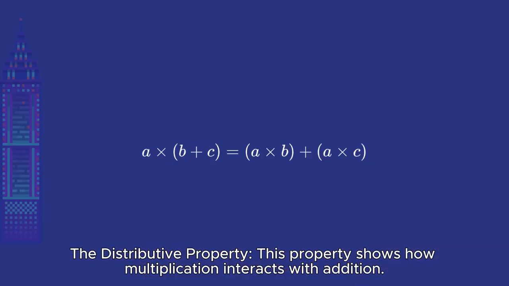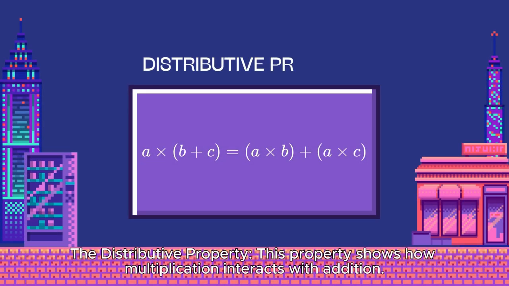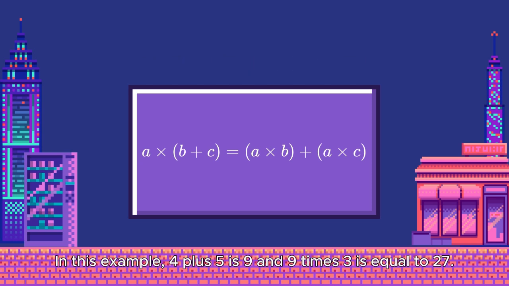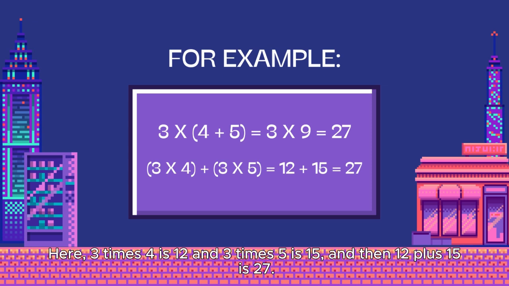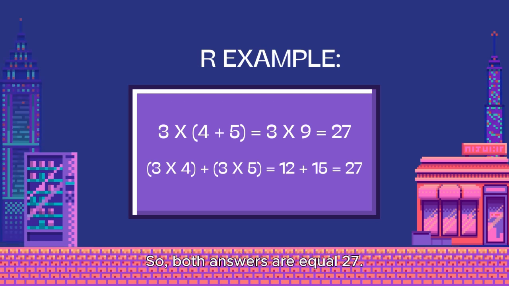The distributive property. This property shows how multiplication interacts with addition. In this example, 4 plus 5 is 9, and 9 times 3 is equal to 27. Here, 3 times 4 is 12 and 3 times 5 is 15. And then 12 plus 15 is 27. So both answers are equal 27.